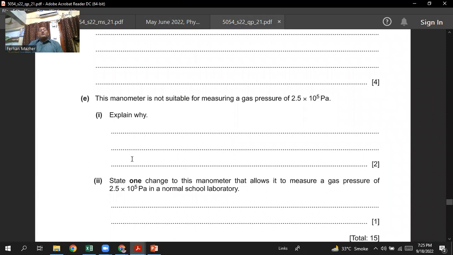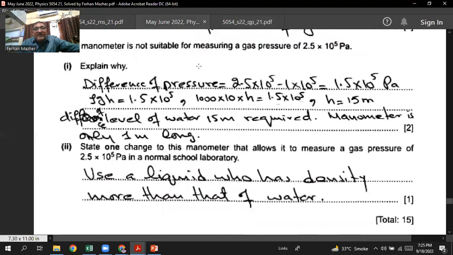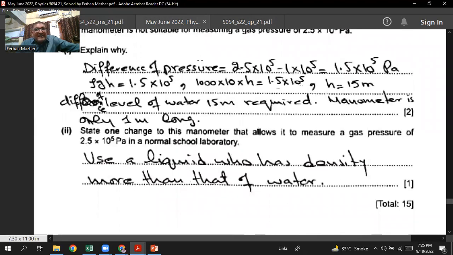This manometer is not suitable for measuring a gas pressure of 2.5 expo 5 Pascal. Explain why. You see, for this gas pressure, if you subtract the atmospheric pressure, that will be the difference of pressure between the atmosphere and the gas. Then you convert it into the length of the water column, and you will see the length will be very long. I have shown it here properly. The gas pressure is 2.5 expo 5, while the atmospheric pressure is 1 expo 5. So the difference of the pressure will be 1.5 expo 5 Pascal.